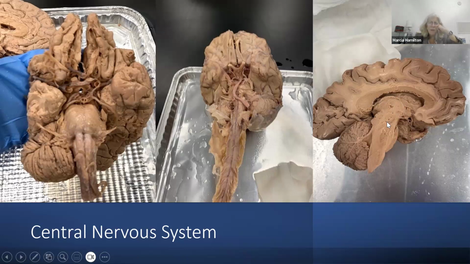And then we'll have the midbrain, and here's the pons, and here's the medulla. And this would be the left thalamus, and then half of the midbrain, half of the pons, and half of the medulla. So does anybody have any questions about this?